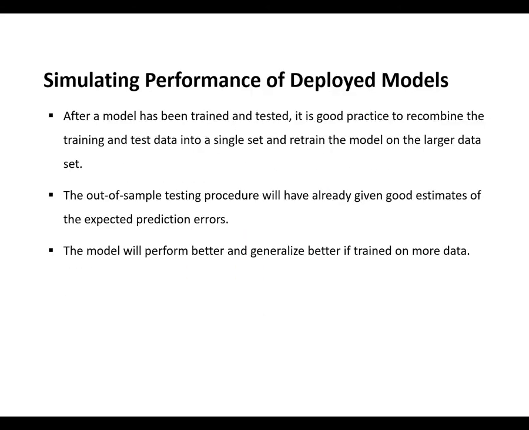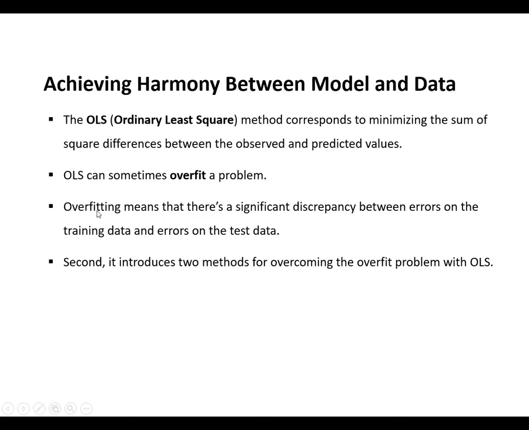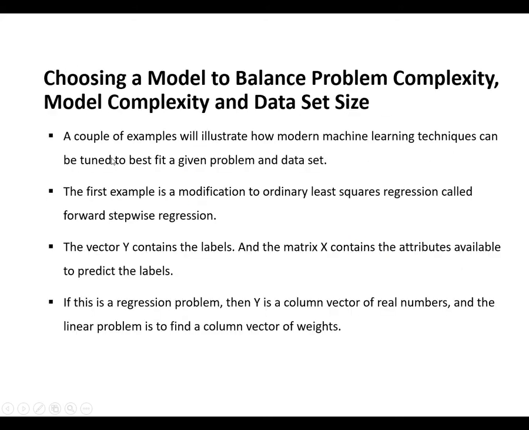Just let us go and try to check. Yes, overfitting means there is a significant discrepancy. Discrepancy means difference between errors on the training data and errors on the test data, and we have studied how we can measure errors. If it is regression, we can use mean squared error, mean absolute error, or RMSE, root mean squared error. In case of a classification problem, we can use the confusion matrix or the contingency table. So, I hope you are clear with overfitting.